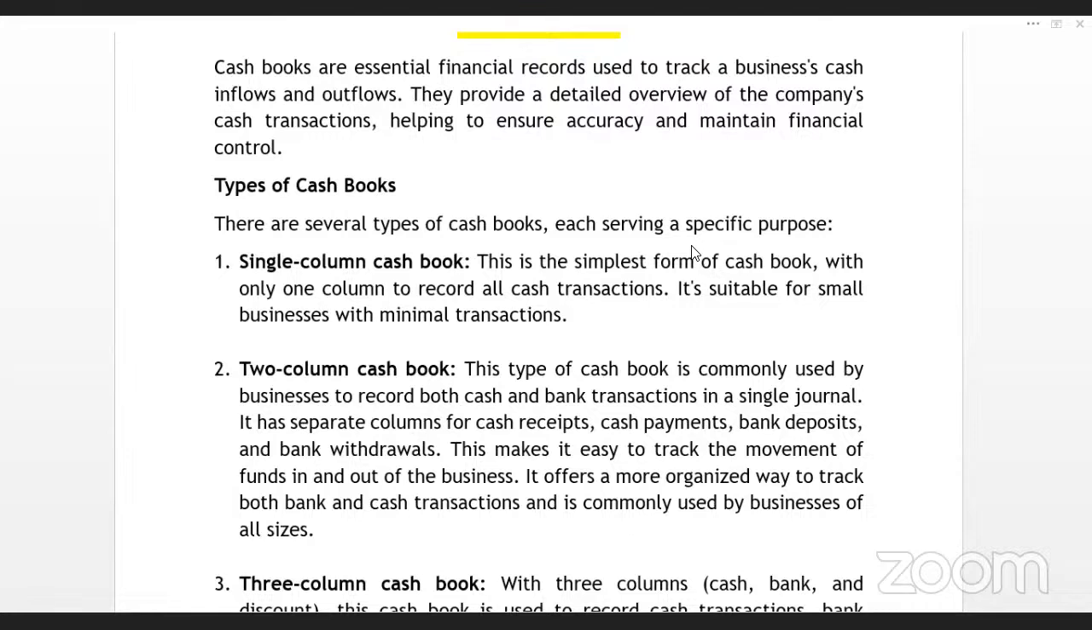Can I try, Mr. Senior? Pascal, someone else should try. Give a chance to someone else. Okay. Yes. Two-column cash book, members.